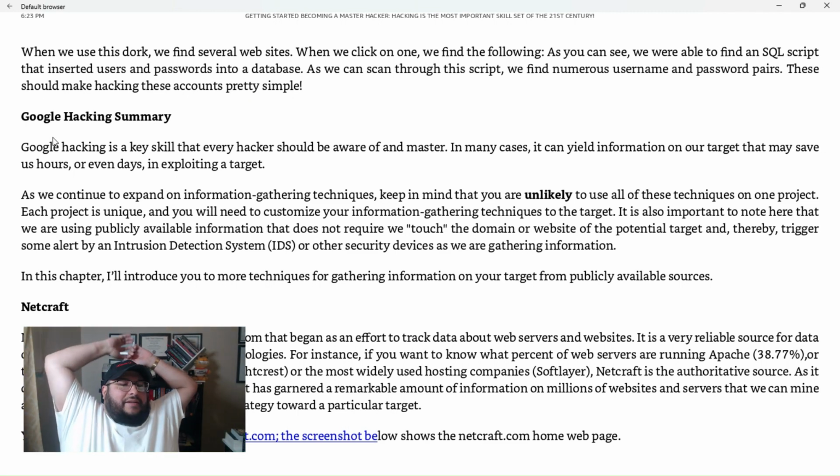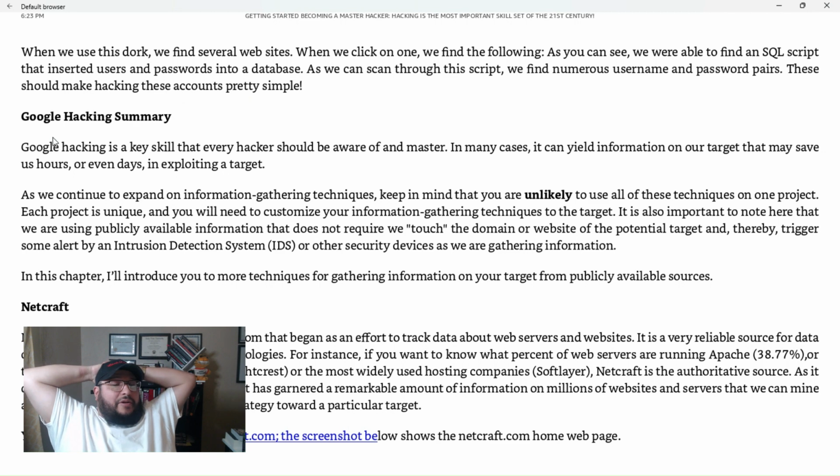We're gonna do the summary on this and we're done. And then we're gonna look at the website. Okay, Google hacking is a key skill that every hacker should be aware of and master. In many cases, it can yield information on your target that may save you hours or even days exploiting the target. As we continue to expand on information gathering techniques, keep in mind you're unlikely to use them all.